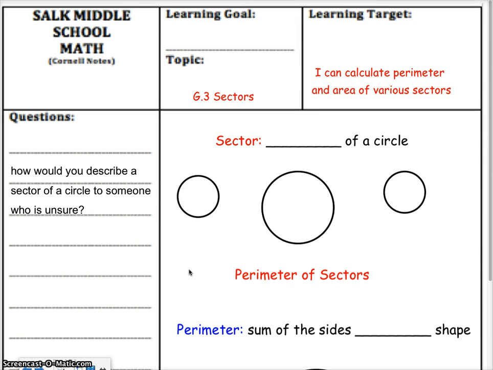Geometry unit is sectors. Your learning target today is: you can calculate the perimeter of sectors. That's what you're going to be able to do. We're going to take a sector and figure out the perimeter of it. You need to know what a sector is. A sector is part of a circle.